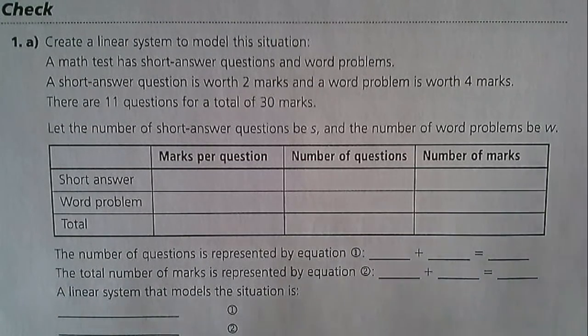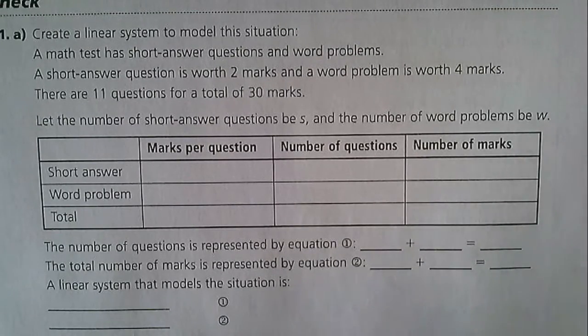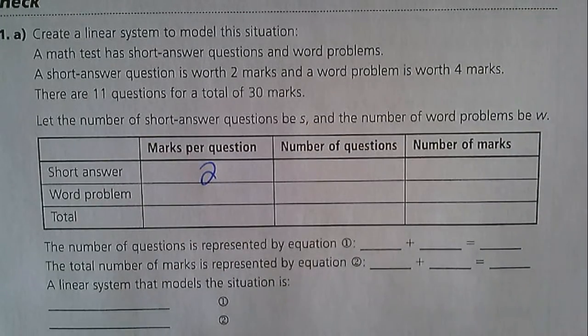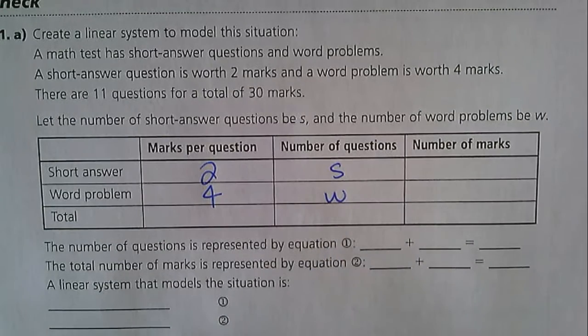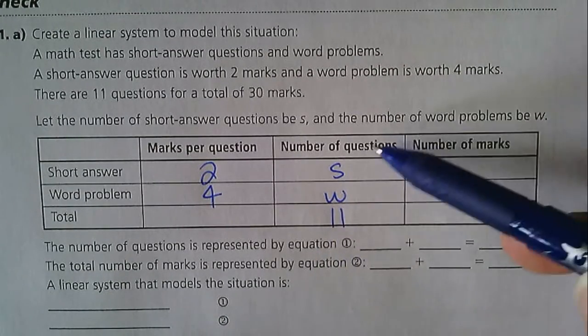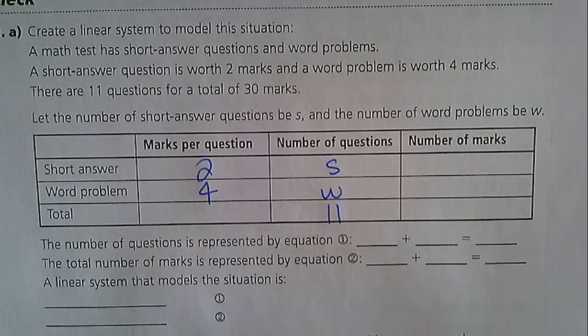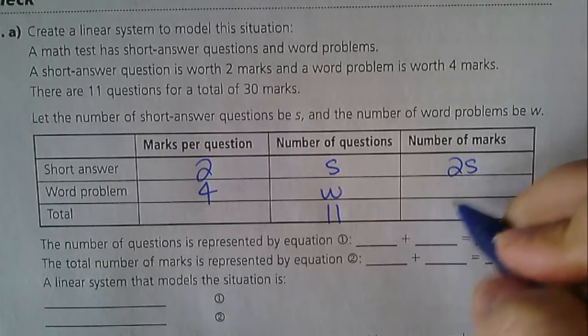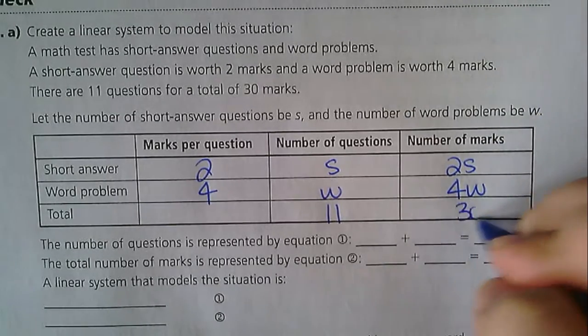So they have a math test. It has short answer and word problems. The short answer question is worth 2 marks. The word problem is worth 4 marks. So I'm going to call these S and W to keep it simple. S for short answer, W for word. It tells us that there's 11 questions total. So if we add the short answer and word problem, we should get 11. And the number of marks for each, well, the short answer are worth 2. The word are worth 4. And it says that there should be 30 marks total.